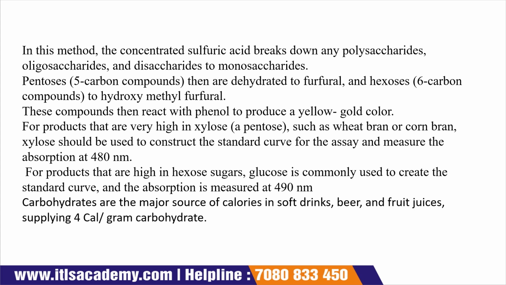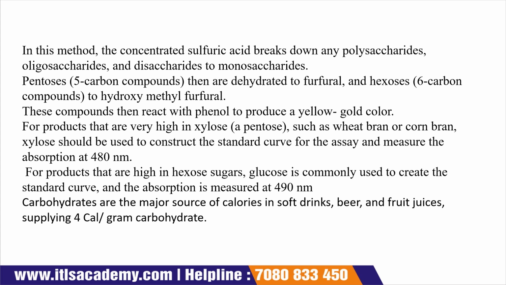Okay, and for the product in which the hexose sugar level is high, the example is glucose, which is commonly used to create the standard curve, and the absorption is measured at 490 nanometer. We all know that carbohydrates are the major sources of calories in products like soft drinks, beer, and fruit juices, and they supply 4 kilocalories per gram of carbohydrate. I already told you that. If we consume 1 gram of carbohydrate, then it will give 4 kilocalories.